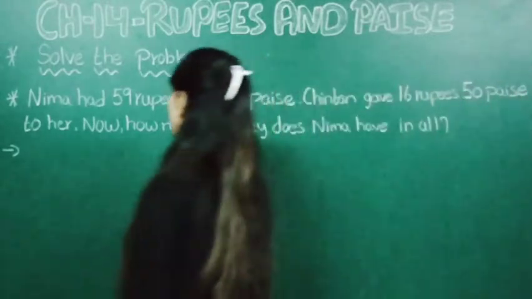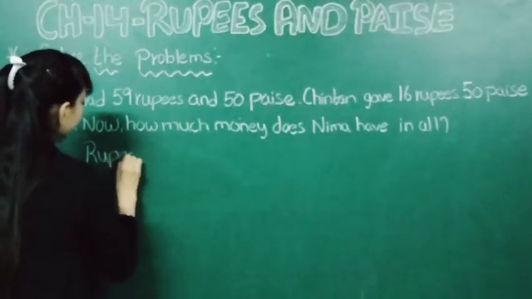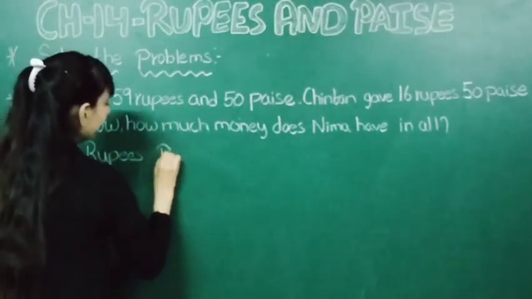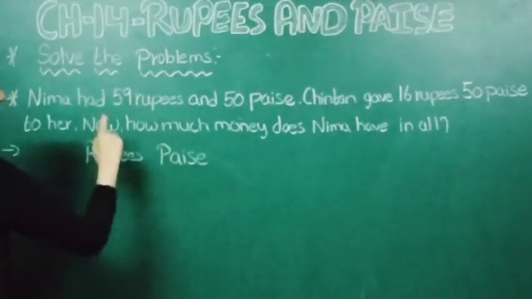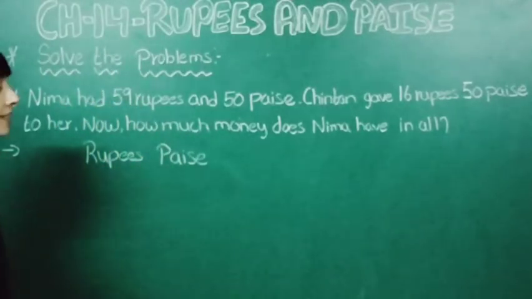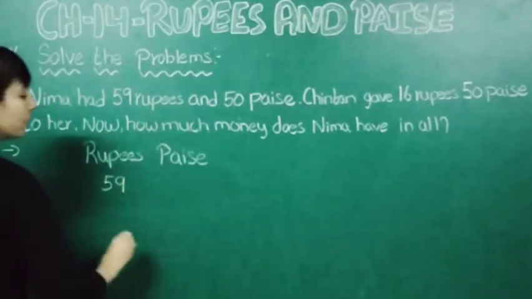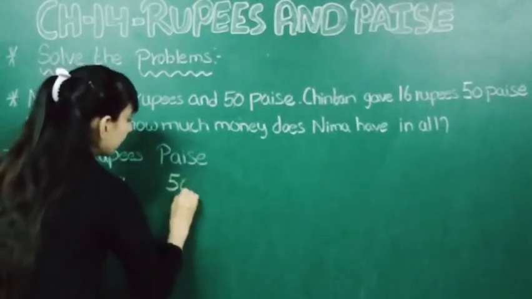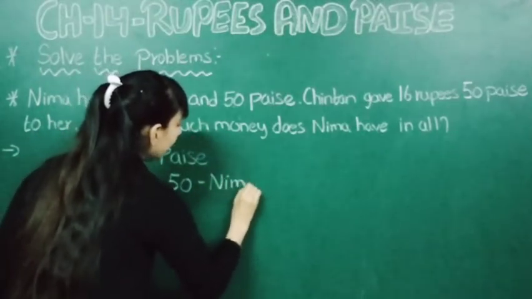So first of all, here we will write rupees. Okay. And here we will write paise. Now Neema had 59 rupees 50 paise. So we will write 59 in rupees, okay, and 50 in paise. Now here we will write Neema had.